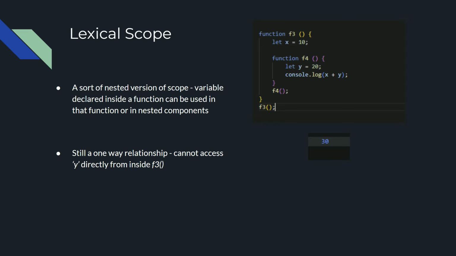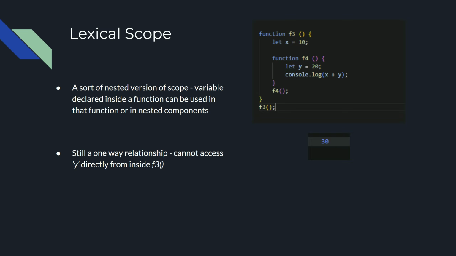The next type of scope is lexical scope, and I sort of look at this as a nested version of scopes, where you have a variable declared inside of a function that can be used inside that function or in any of its nested components. So in the example to the right, it's a little bit of an expansion of some of the earlier functions that we had. In this case, I have a function called f3, and inside that I have a variable x that's assigned the value of 10.